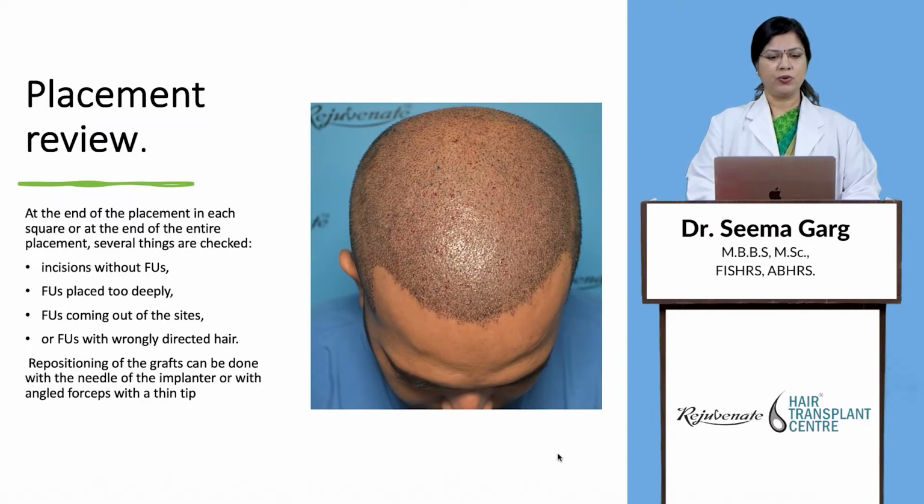Then placement review. At the end of the placement in each square or at the end of the entire placement, several things are to be checked. Incision without follicular units, placed too deeply or coming out of the sides, or with wrongly directed hair. Repositioning of the grafts can be done with the needle of the implanter or with angled forceps with a thin tip.